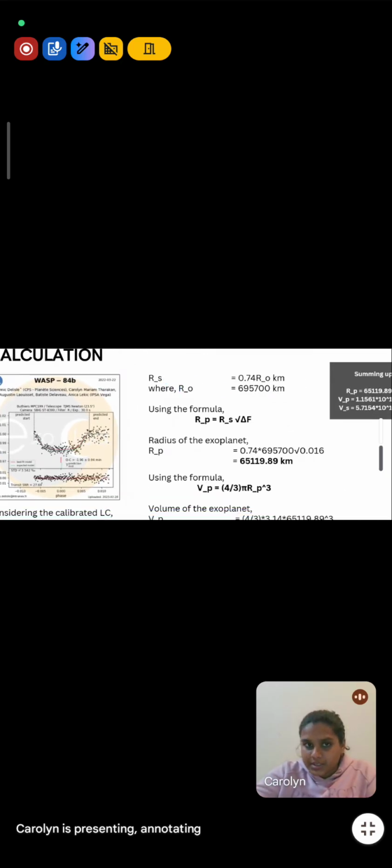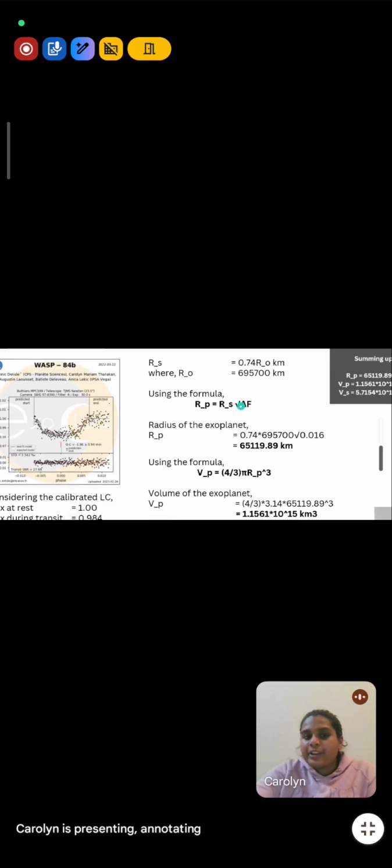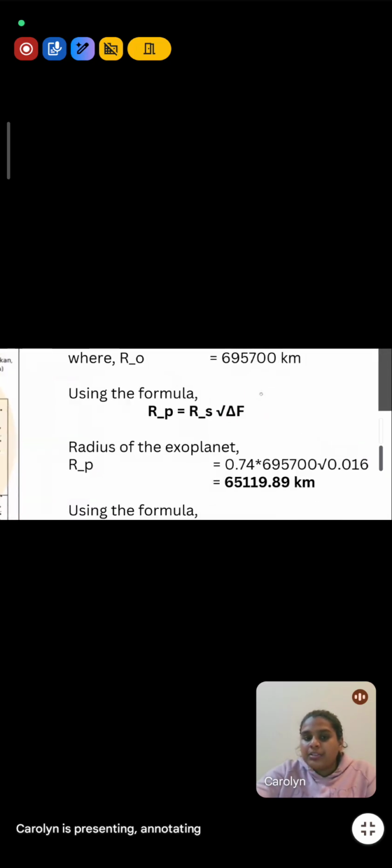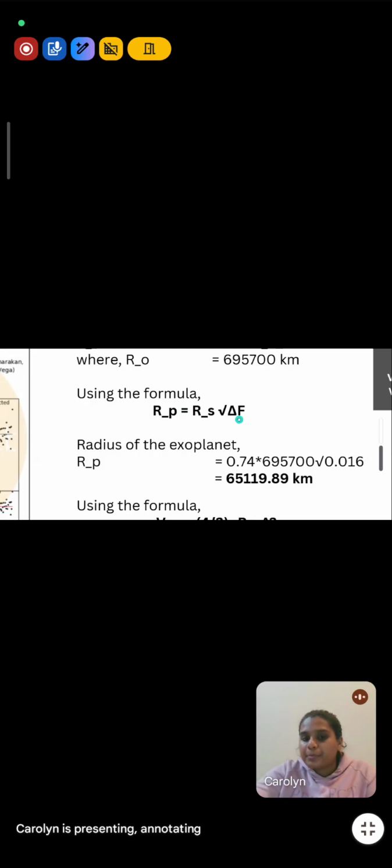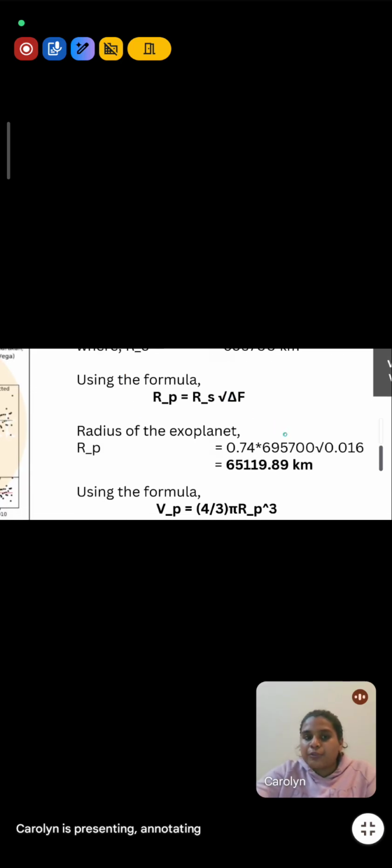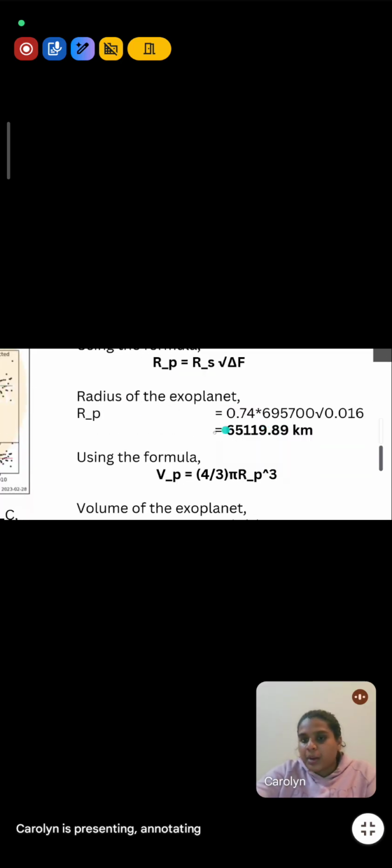the radius of the host star, that is WASP-84, given to be 0.74 of the solar radius, and the solar radius is given as a constant, that is 695700 kilometers. And we expect you to multiply the value to find the radius of the star. And we have a formula wherein the radius of the exoplanet is equal to the product of the radius of the host star and the square root of your flux change. So with this simple formula, you try to find the radius of your exoplanet, which should come around to this value.